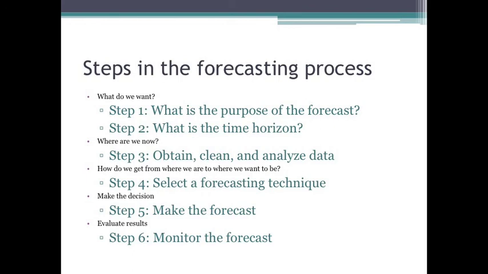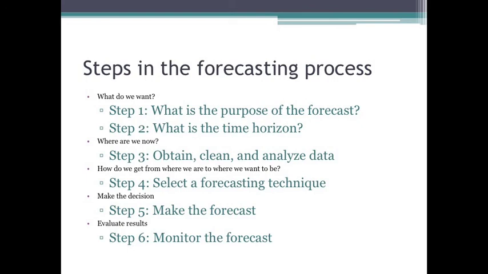So we make the forecast. We develop the forecasting technique. We get results. That said, there is one more thing we need to do. We need to see how well we did. We need to analyze. We need to evaluate our results. So, the last step in any problem solving is to evaluate results, to see how well we did. And in this case, that means monitoring the forecast. It means measuring the forecast error.